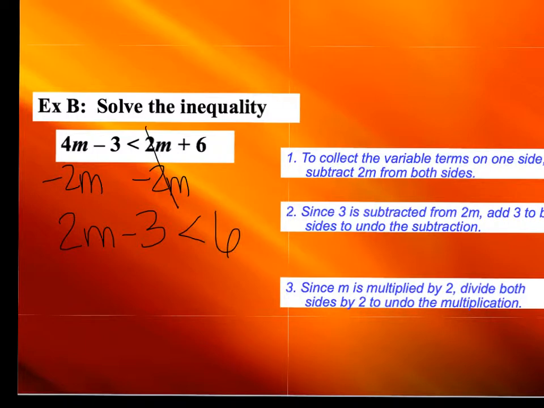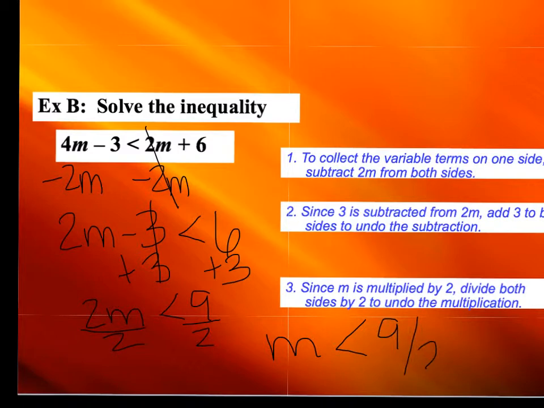And now it's a basic two-step inequality. This is why we always want to move the variables first. We're going to add 3 to both sides. This reduces to 0 and we get 2m is less than 9. And then divide both sides by 2. So m is going to be less than 9 halves. Go ahead and graph that on a number line. Remember, 9 halves is the same thing as 4.5.